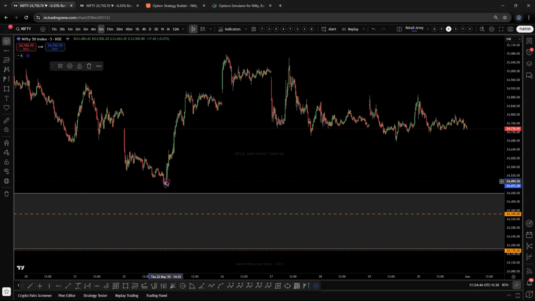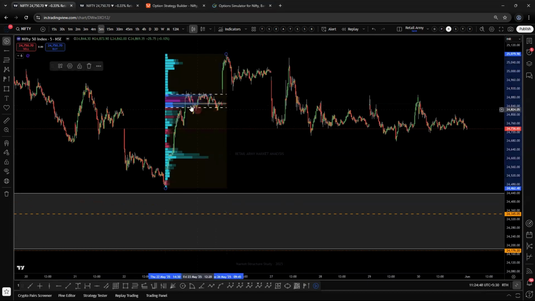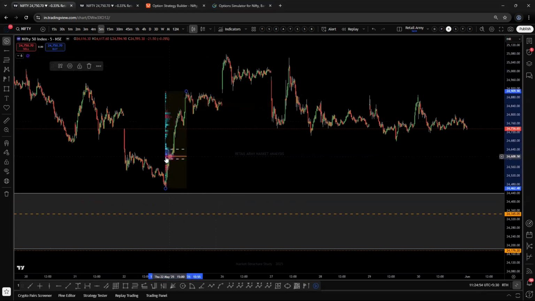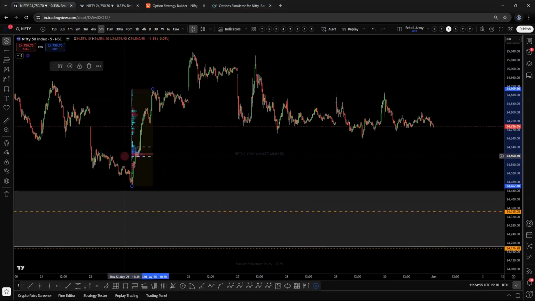Take this recent rise in the market. The POC is on top here. If you take it to this part here, we are just finding high liquidity zones. That's all. You can see there's one POC at this level, old POC.